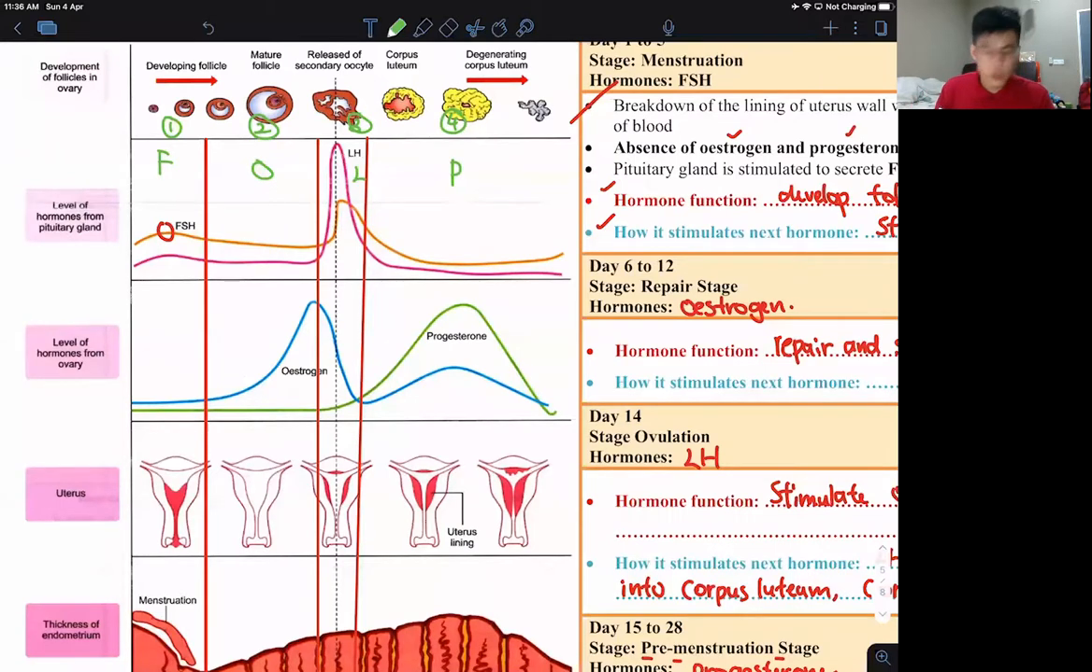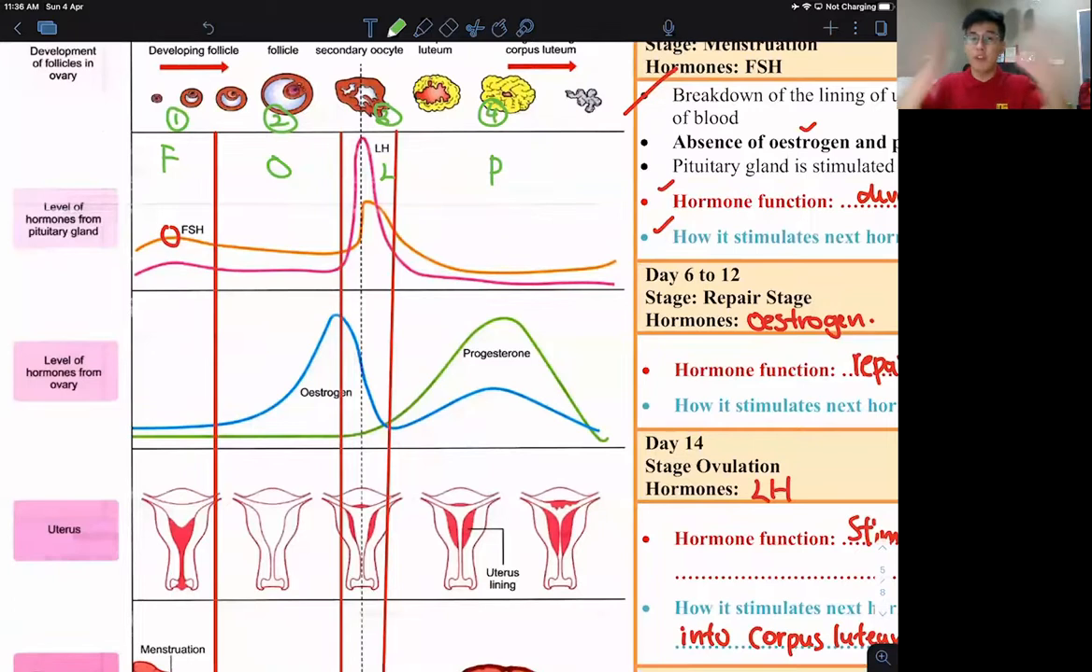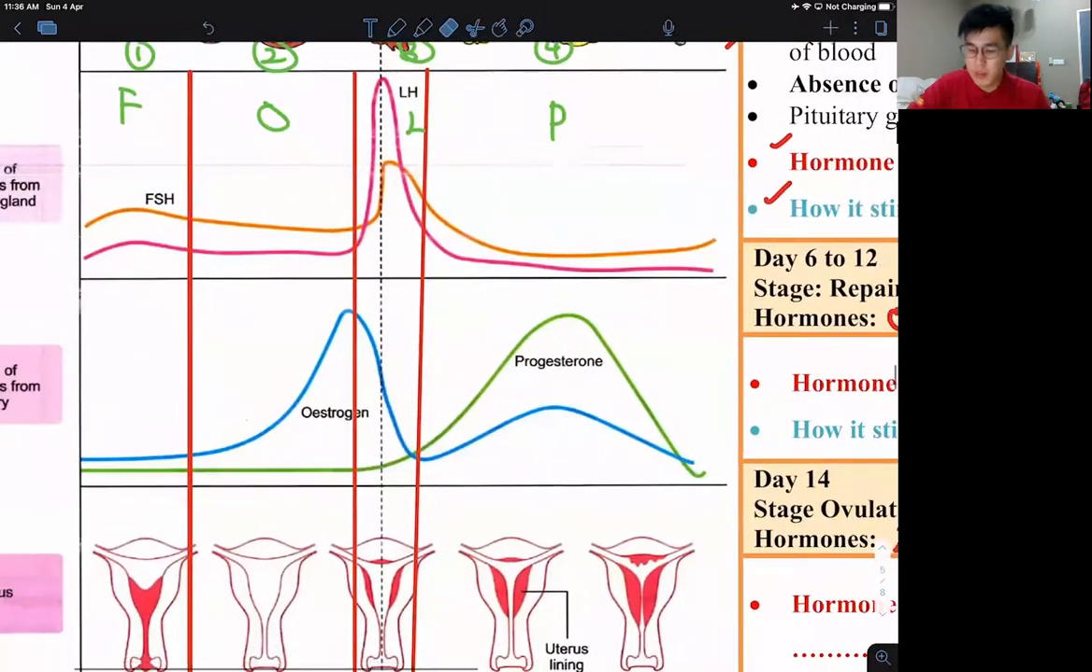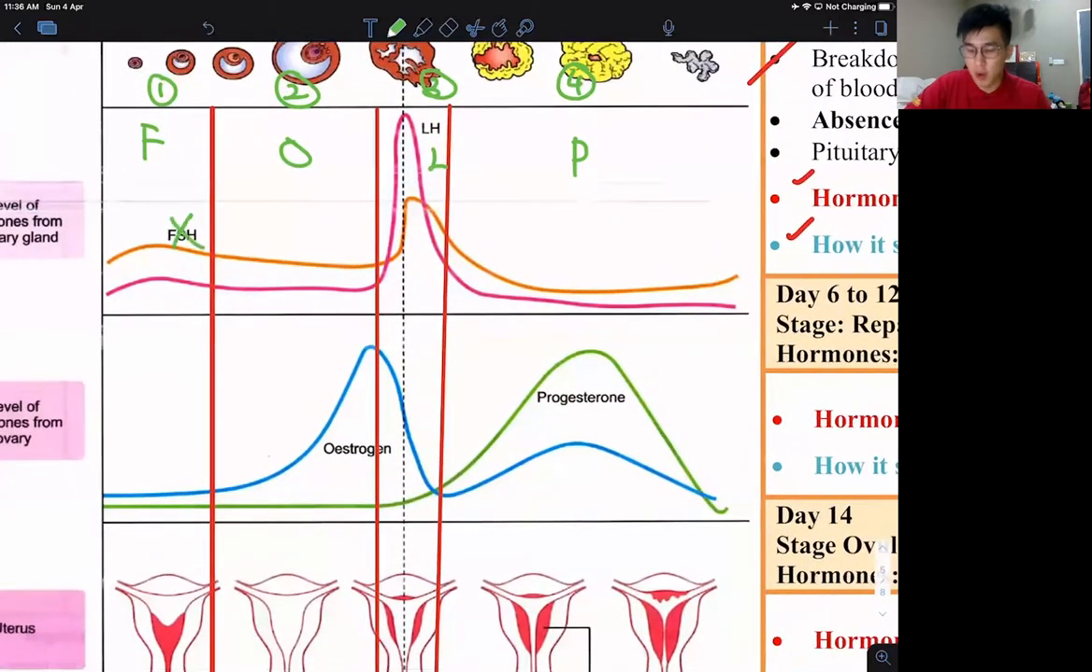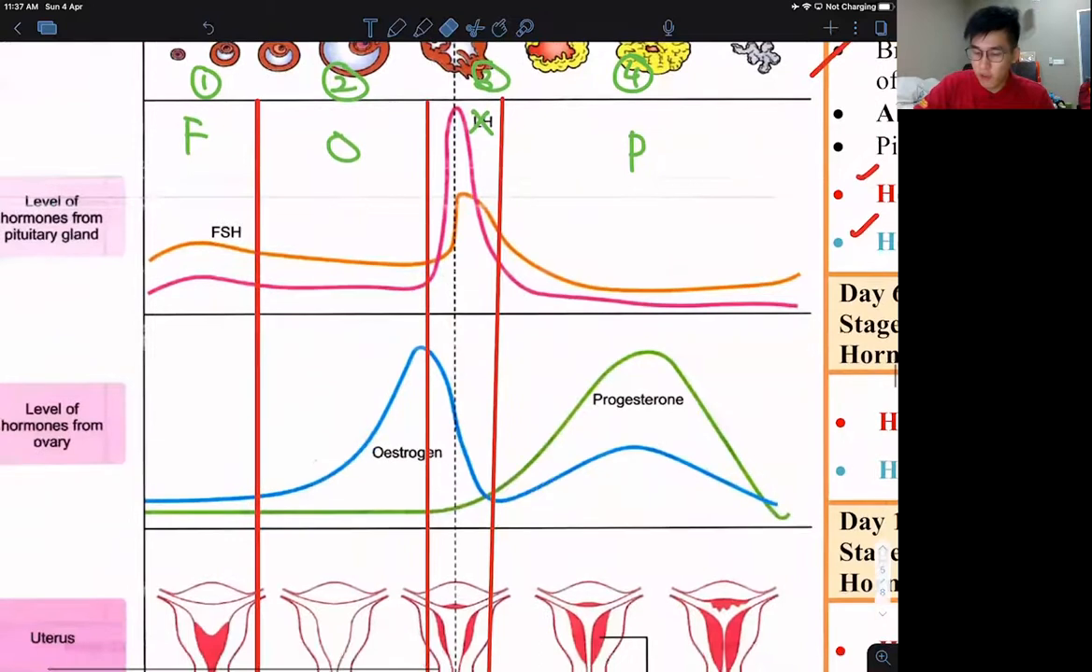FOLP. So whenever you see a hormone graph or endometrium thickness, do this first. 4 stages, FOLP. Once you do that, because in questions most of the time they won't label the hormones, they'll leave it blank. So a lot of times you need to identify the hormone based on the shape of the graph. Since you know FOLP already, in each stage you just have to find the highest hormone, and that will be the hormone that you label over here. So for example, out of these 4 hormones, you can see 1, 2, 3, 4.